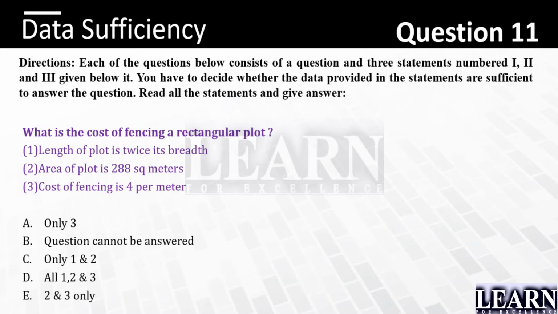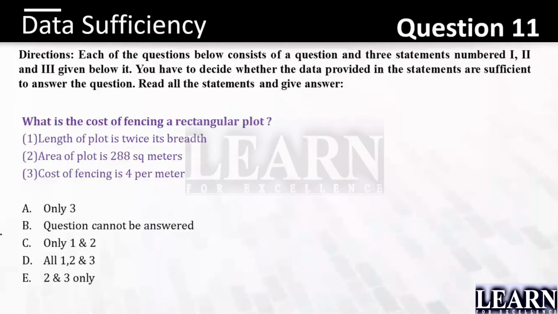What is the cost of fencing a rectangular plot? 1. Length of plot is twice its breadth. 2. Area of the plot is 288 square meters. 3. Cost of the fencing is 4 per meter.